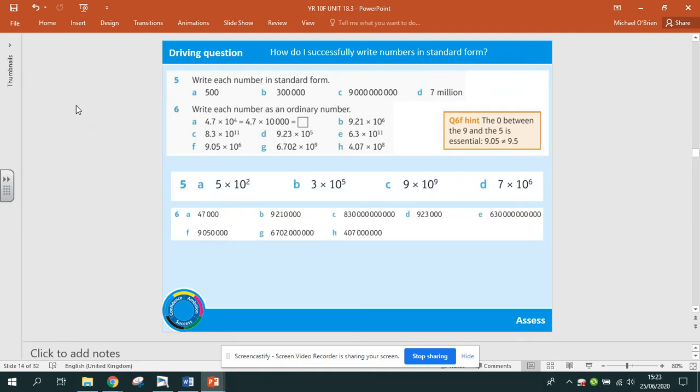Okay, so here's the answers. What I'm going to do this time is I'm just going to pause and let you write down the correct answers or check them. Make certain you've got the correct number of zeros. Obviously the first one is relatively simple to do. 5 times 10 to the power 2, 3 times 10 to the 5th, 9 times 10 to the 9th, and 7 times 10 to the 6th. The others, please take your time and work your way through by yourselves. When you're ready, restart the lesson.